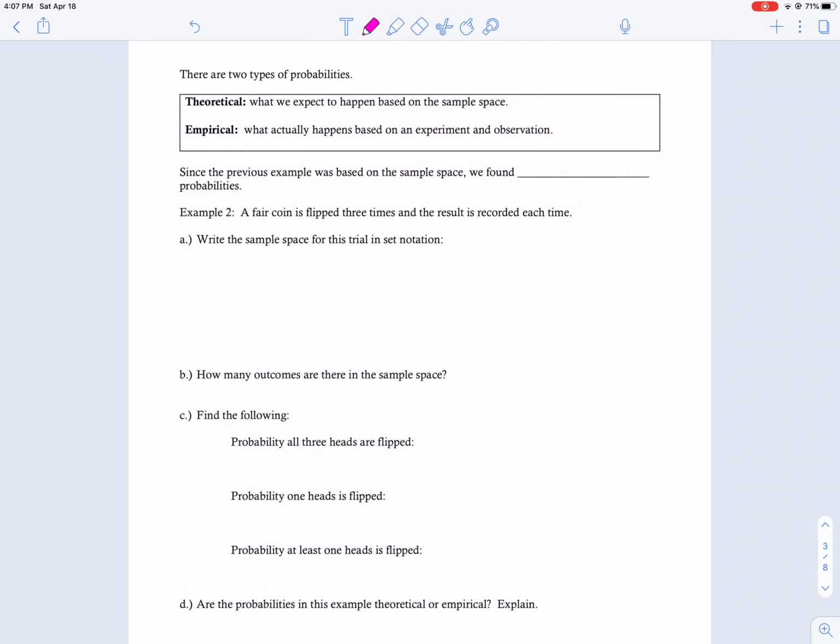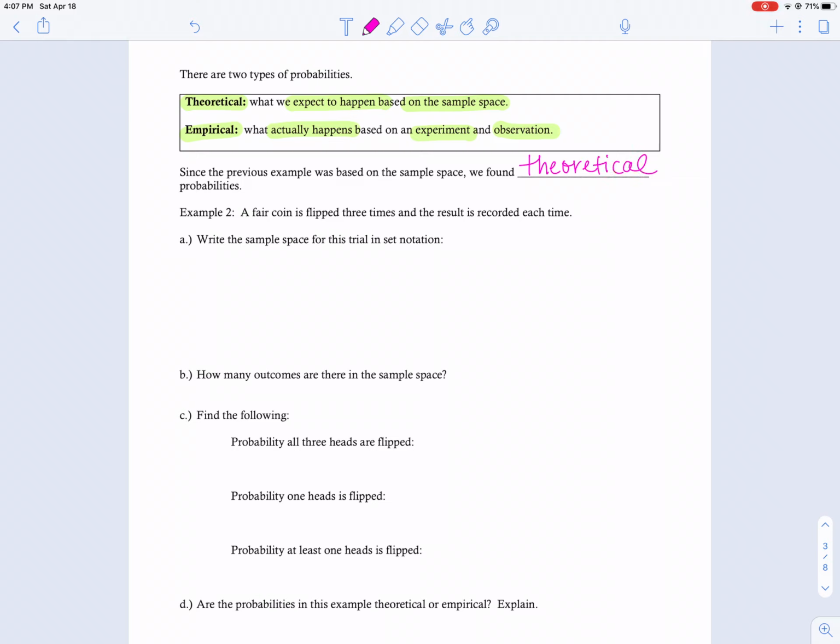Okay, let's take a look at your next one. There are 2 different types of probabilities. You guys are going to be seeing theoretical and empirical. They are very different, and it's important for you guys to understand the difference. Theoretical is what we expect to happen based on a sample space, and empirical is what actually happens in an experiment or an observation. So in that previous example, based on the sample space, that was theoretical.